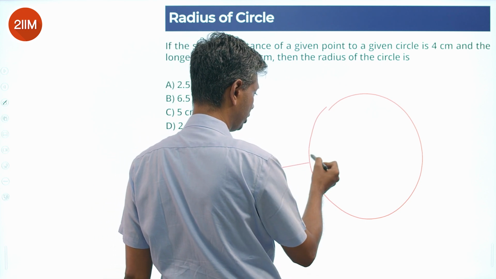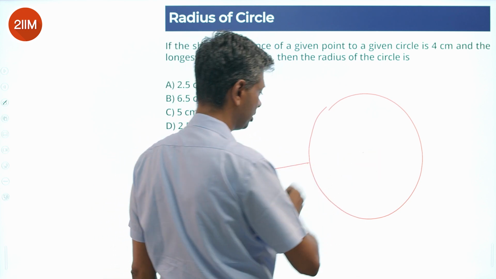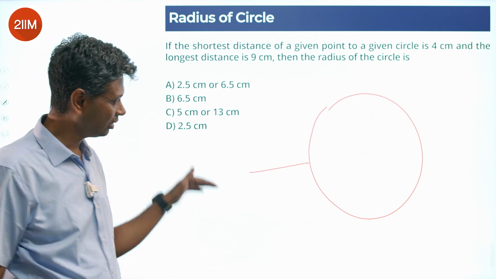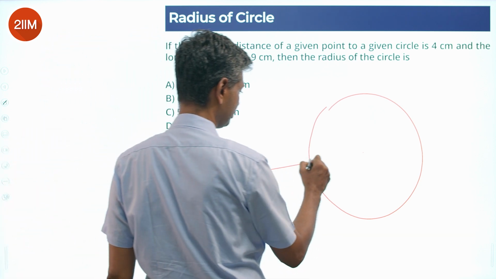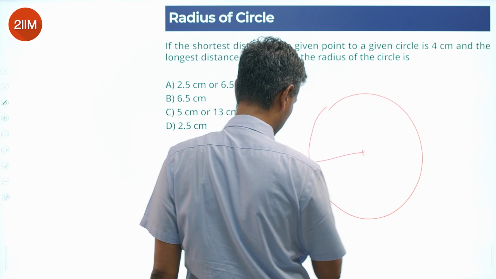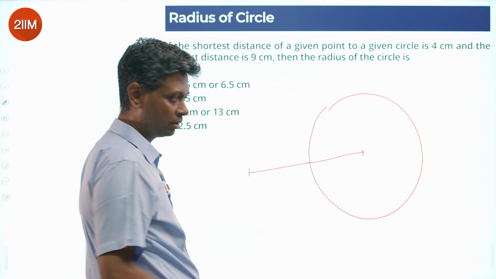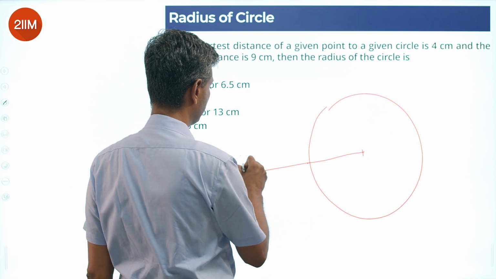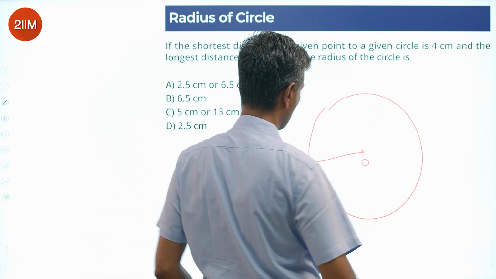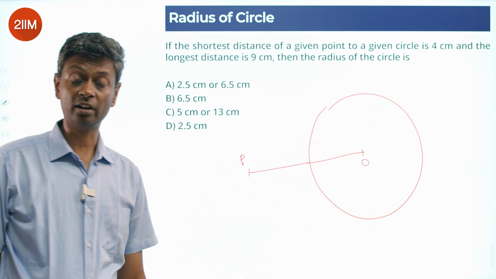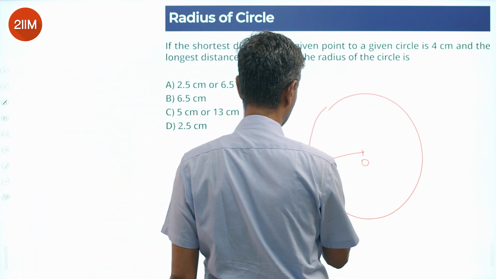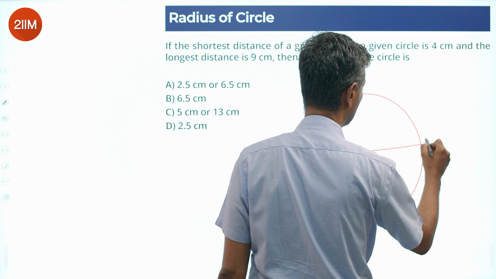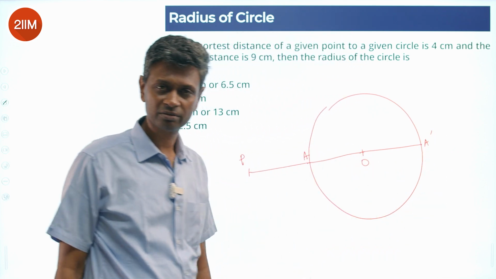Shortest distance will be a point towards the center, but bang in between. Anything else will be longer than that. So, this is the shortest distance. If this point is P, and the center of the circle is O, going towards the center directly to where you meet the circle, that will be the shortest distance. When you go here, that will be the longest distance.